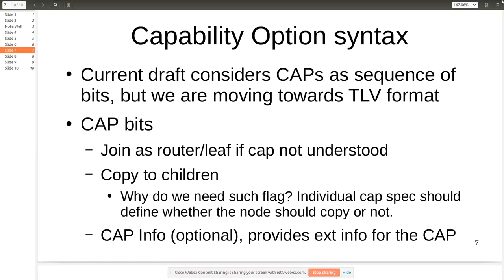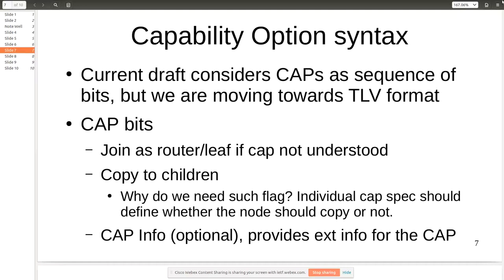But how does it know that, if it doesn't know what the capability is? That is also one problem. What we're trying to do here is future-proof our situation so that we can find out what nodes are capable of something. In some cases, we may decide to enable some feature that might mean the network is going to reconfigure itself because some devices no longer can operate as routers. They have to operate as leaves. But we don't know that until we've actually asked them all.